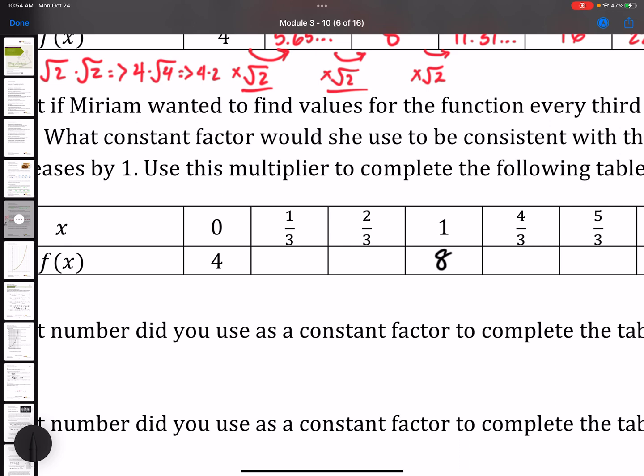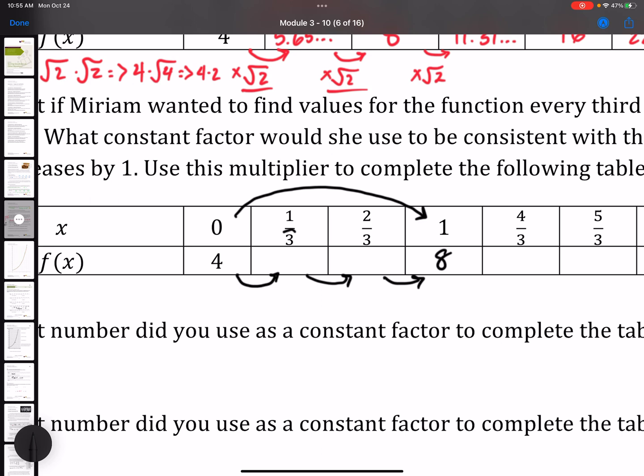Terminology in math is fun. So you're going to take the xth root, where x is the denominator of the fraction you want.